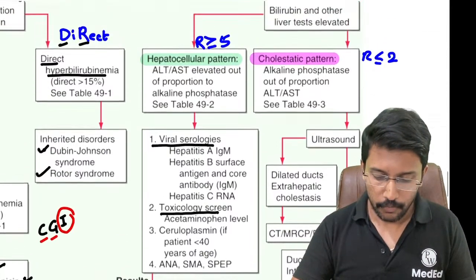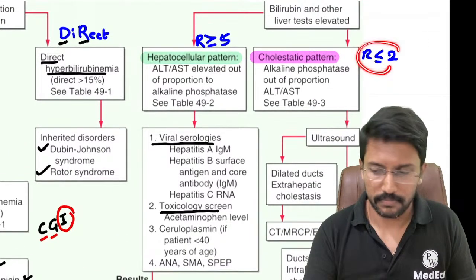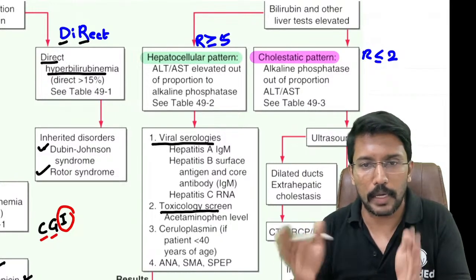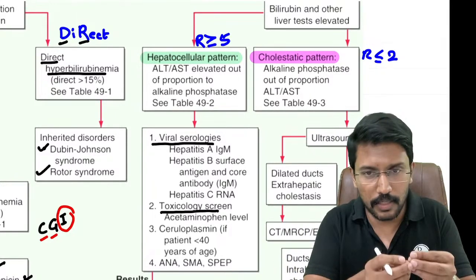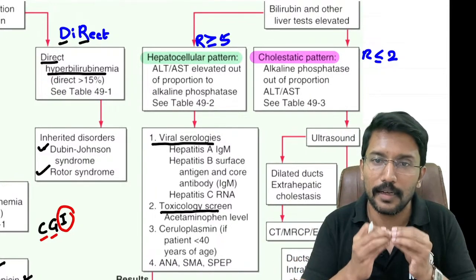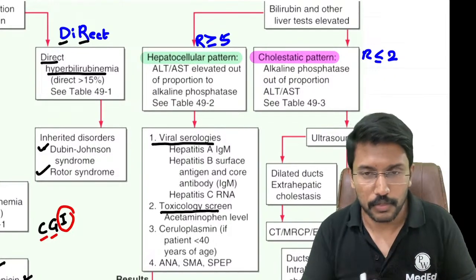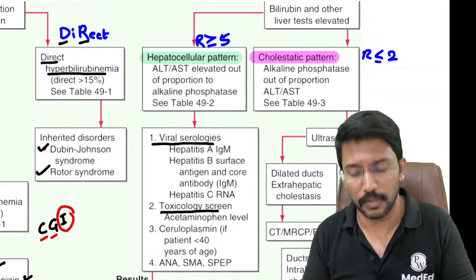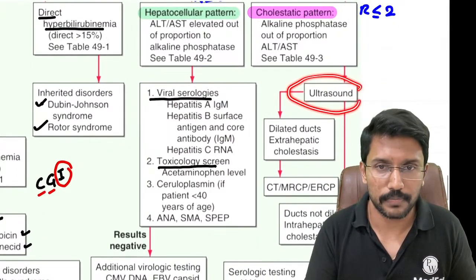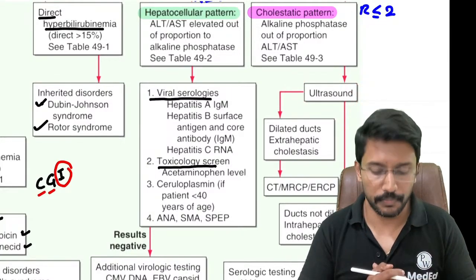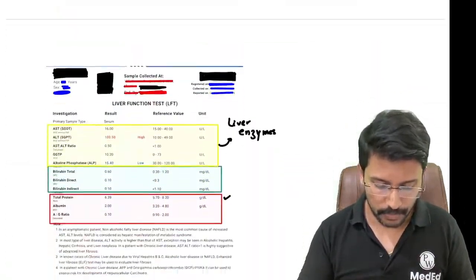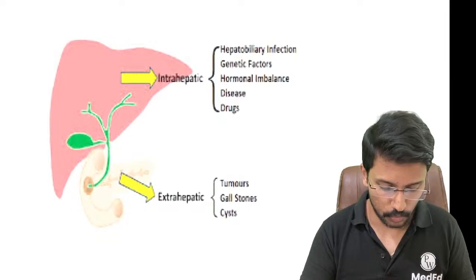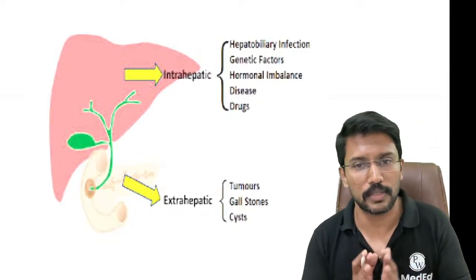Okay. And what if I encounter a cholestatic pattern? That means something is obstructing the flow of bile, right? Either within the liver or outside the liver, something is affecting the flow of bile. So in that case, what should be my next step? The next step is to do an ultrasound. Why is ultrasound useful? Because ultrasound will help me differentiate whether the obstruction to the flow of bile is within the liver or outside the liver.